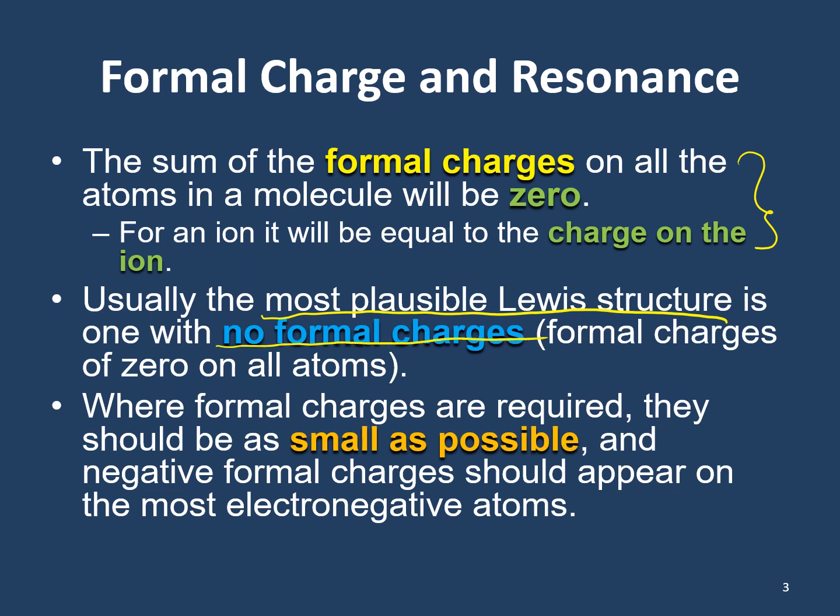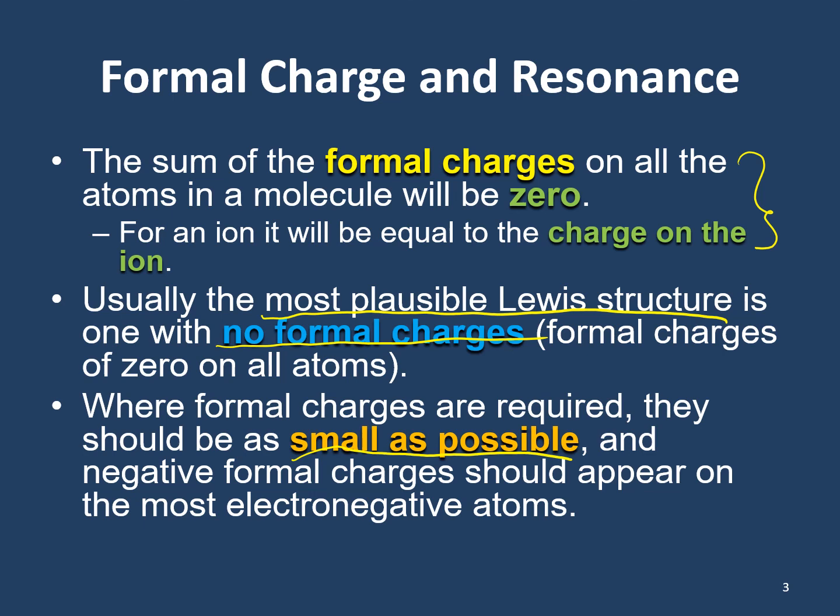So if we remember from the last slide, methane, CH4, right? None of the atoms in that structure had a formal charge. That was the best structure for that molecule. In fact, you can't draw that one without having 0 on all the atoms. Sometimes it's not possible, though. Sometimes you have to have formal charge on your structure. When formal charges are required, we want them to be as small as possible. The smaller your formal charges overall, the better. And we want the negative charges to appear on the most electronegative elements in the molecule, and the positive charges to appear on the least electronegative elements in the molecule.